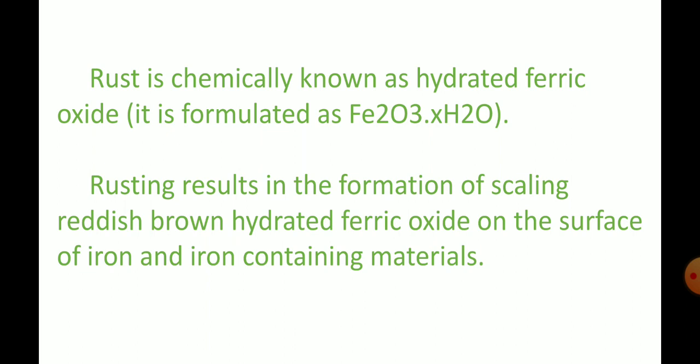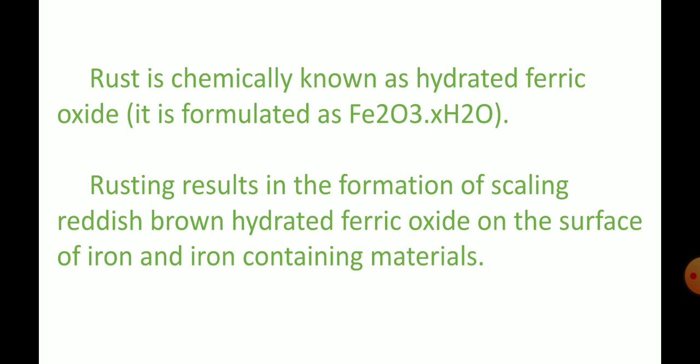Then look at the second point. Rusting results in the formation of scaling reddish brown hydrated ferric oxide on the surface of iron and iron containing materials. You all might have seen rusting. The originally shining iron material becomes a reddish brown layer because of what? Because of corrosion, and that reddish brown layer is due to the formation of Fe2O3, that is iron oxide, or we can say ferric oxide. So remember, rusting is the best example for which one?